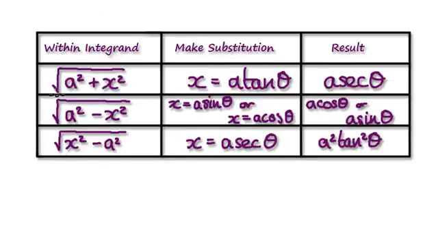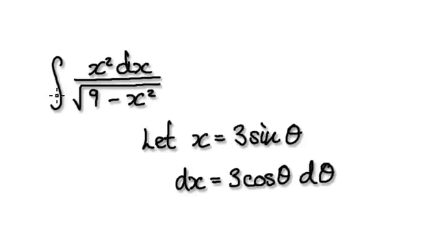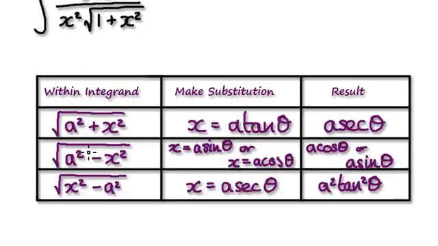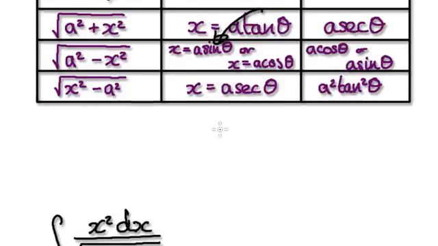Let me give you another example. Let's try to integrate this. When you look at this, your eyes should zoom into this bit here. This is of the form a constant take away x squared, and then you've got the square root. So it is of this form, and we should make one of the two substitutions. Let's choose a random one. Let's choose this one here, sine.